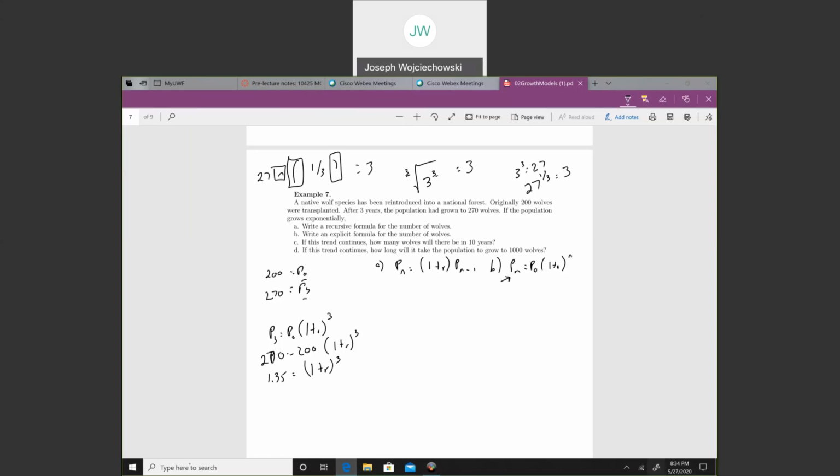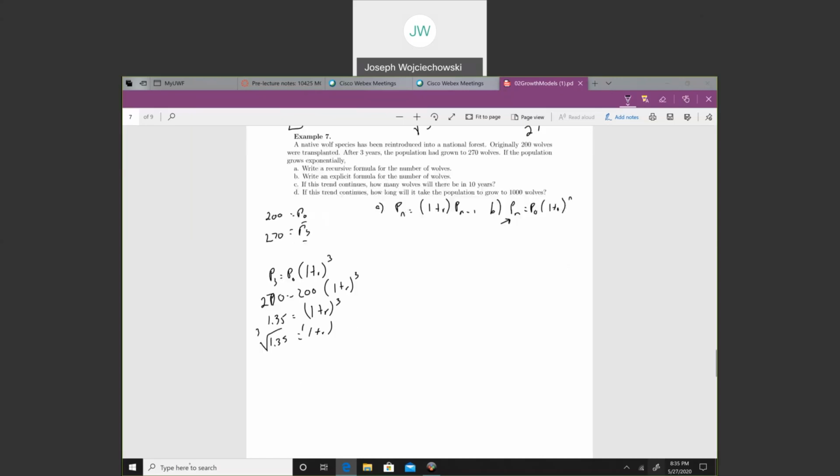So what we're going to do here is we're going to take the 1/3 root of that, right? And that's equal to 1 plus r. So 1.35 to the 1 divided by 3 equals 1.1052, and that's 1 plus r. Subtract it, and r equals 0.1052, or 10.52%. That's not what we're looking for.